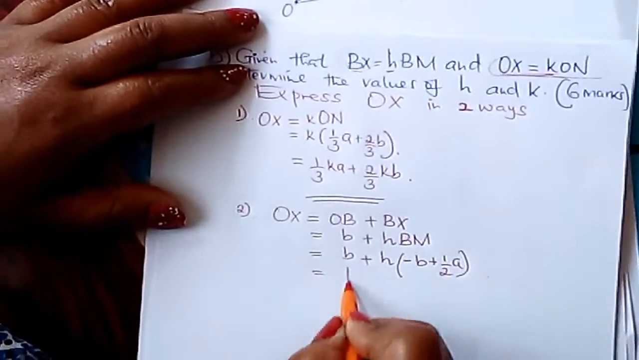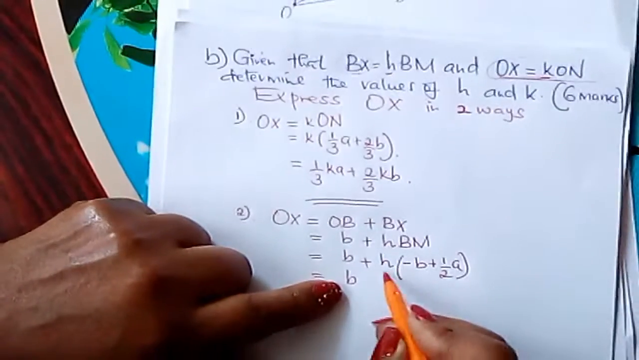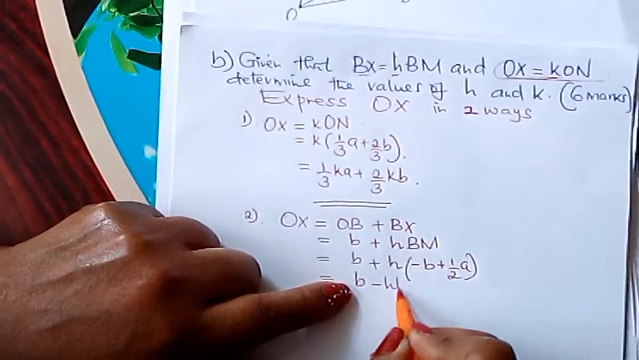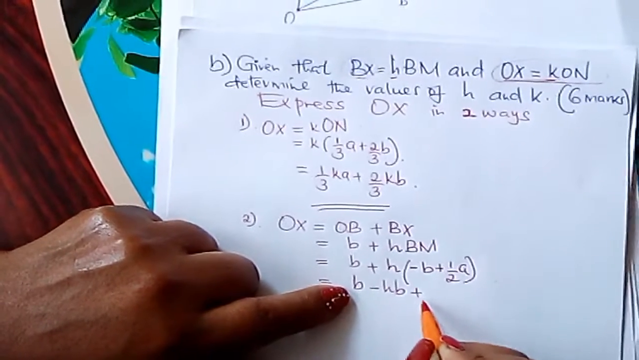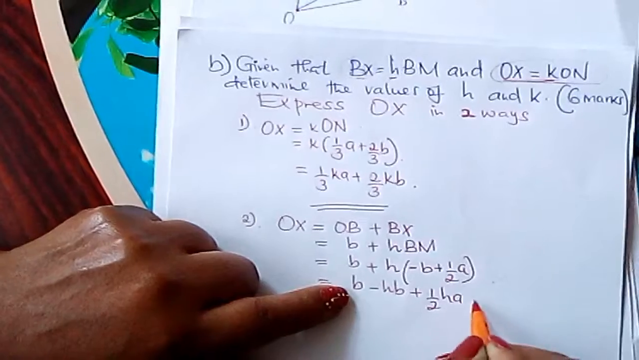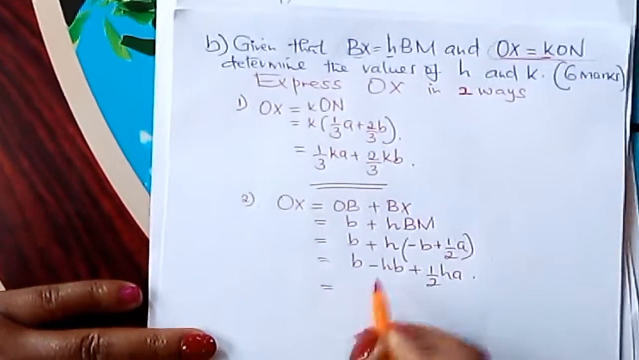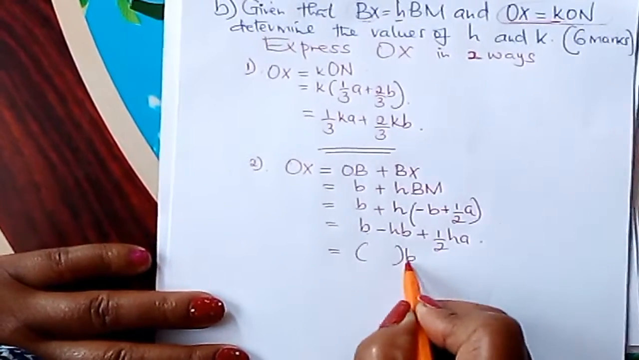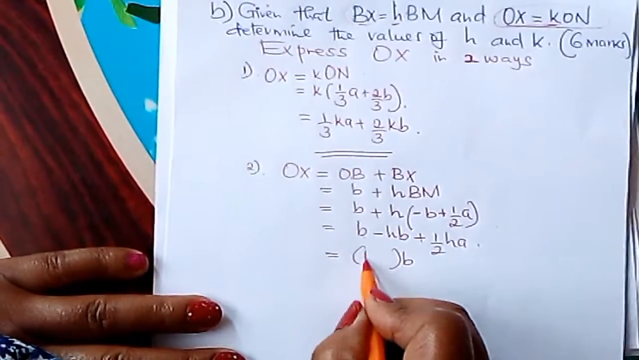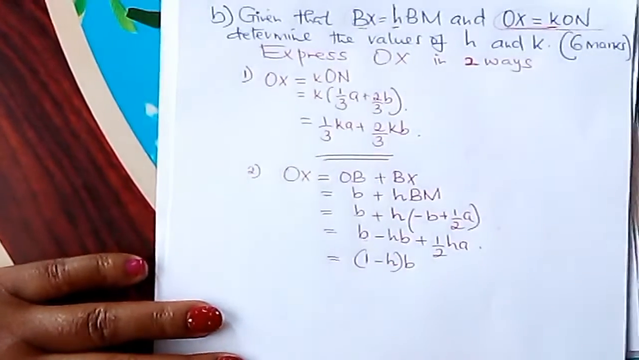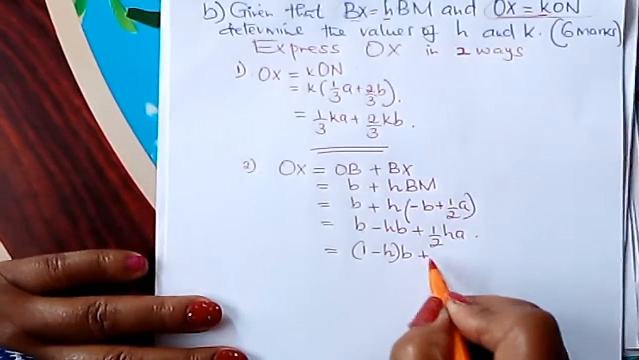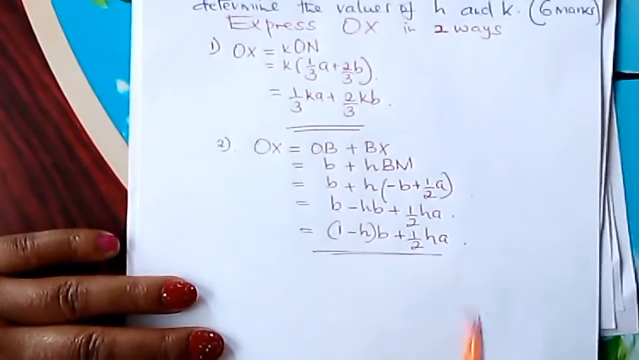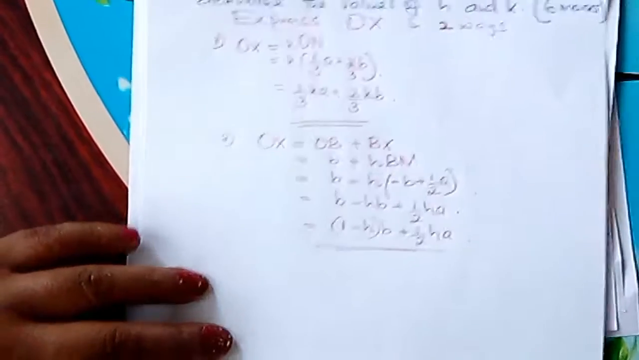So learner, you come and say that this is B. You remove this bracket, it will give you minus HB, and then plus a half of HA. From there, you factor out B. You have B's here. Factor it out like that, B. So here you'll be left with 1, and here you'll be left with H. So 1 minus H. And here now you'll have a half HA. So this is the second way of expressing your OX.